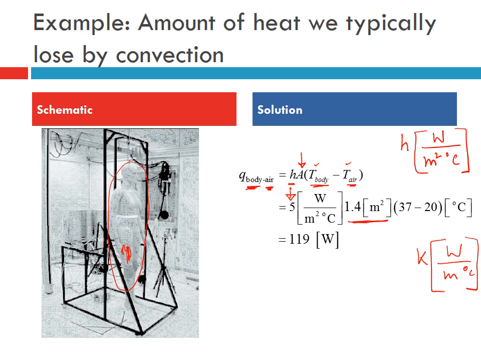Times again our typical body surface area, 1.4 meters squared, and the body surface temperature taken as 37, and air temperature as 20. If we plug that in, we get 119 watts. So the meaning of this is the amount of heat that we are losing by convection under these conditions. Whatever condition led to h equal to 5, as I said, we will spend the whole chapter on seeing what h means and how we find it.